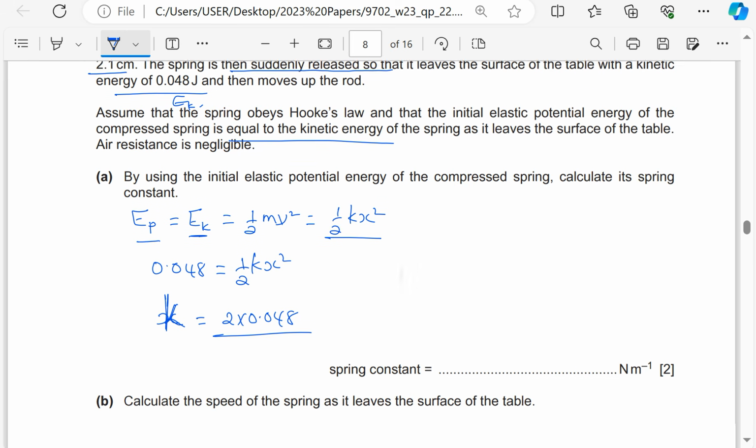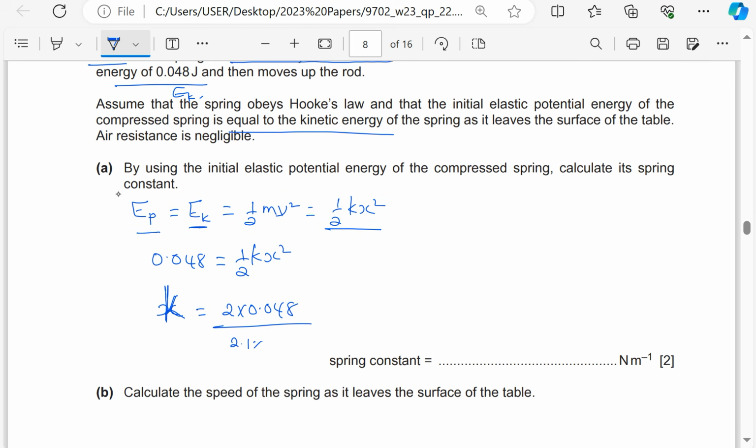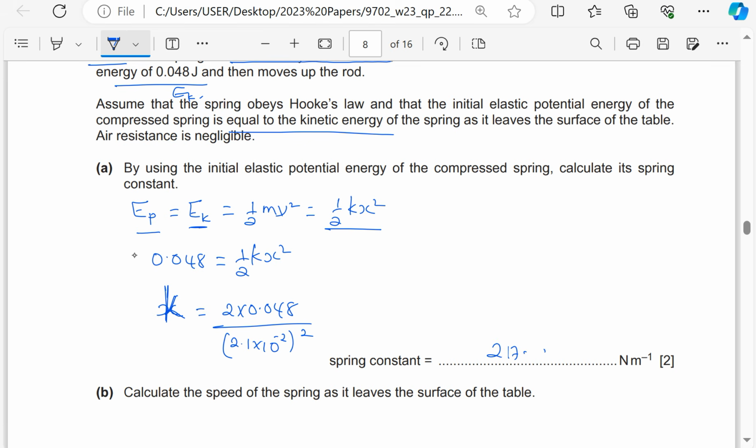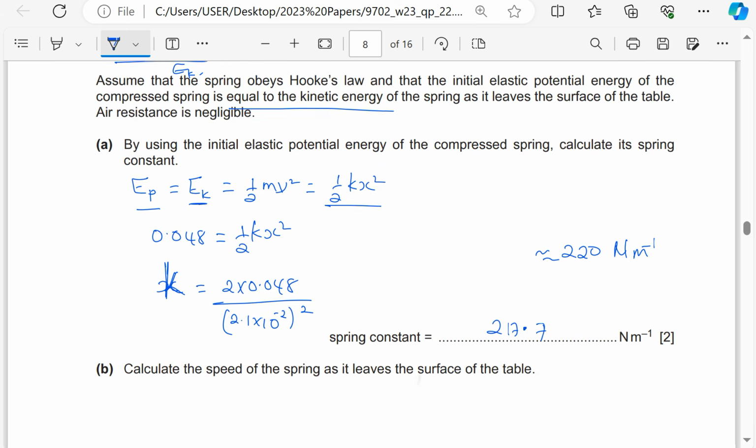x, remember, was 2.1 centimeters, so that is 2.1 times 10 to the power of minus 2, and this is going to be squared. So 2 times 0.048 divided by 2.1 times 10 to the minus 2, squared, so that is 217.7. That is going to be our spring constant. You can write 220 newtons per meter to two significant figures.